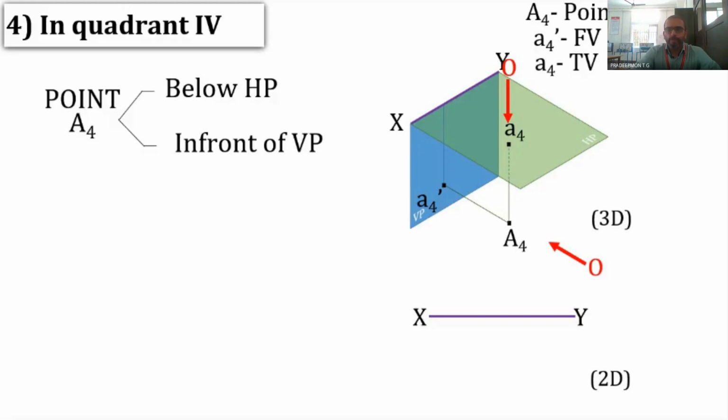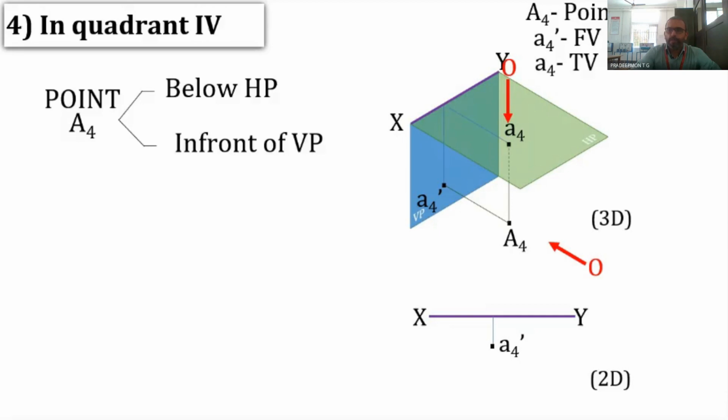So now, in order to convert this into a 2-dimensional drawing, we assume a straight line starting from A4 dash and perpendicular to XY. We draw the same line in 2 dimensions also. In that, the distance of A4 dash from the XY line will be equal to the distance of A4 from HP, that is marked.